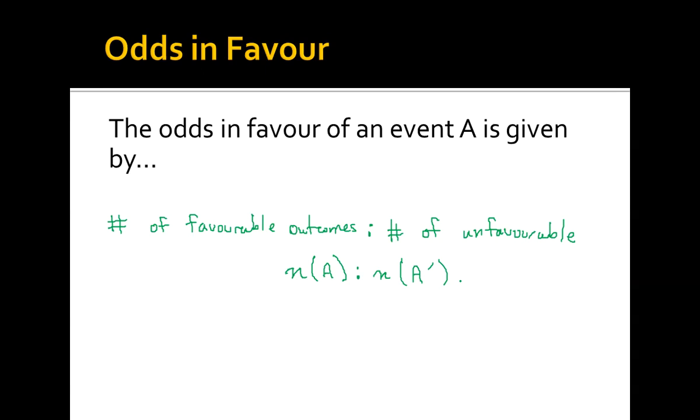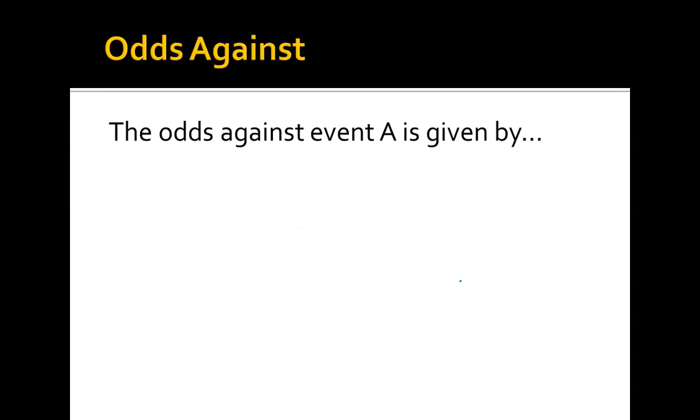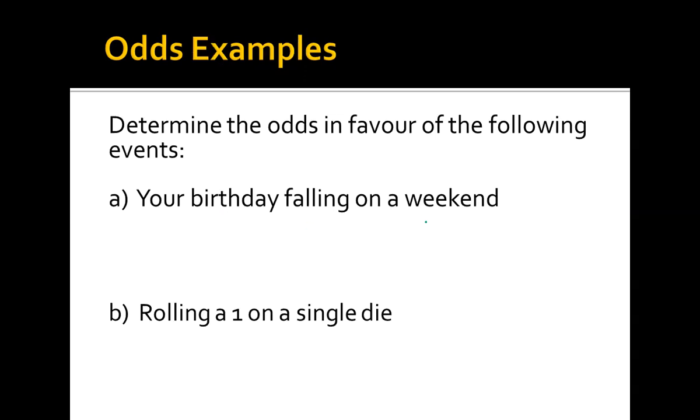Sometimes we also might be interested in saying the odds against something happening, and it's just simply the reverse of what we just did. The odds against an event are given by the number of ways it cannot happen to the number of ways it can happen, like so, just to flip. Let's try that out. Let's just do a couple examples with odds, and I'll give you guys your next steps after this lesson. So let's determine the odds in favor of the following.